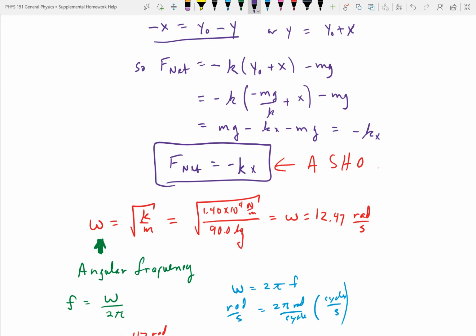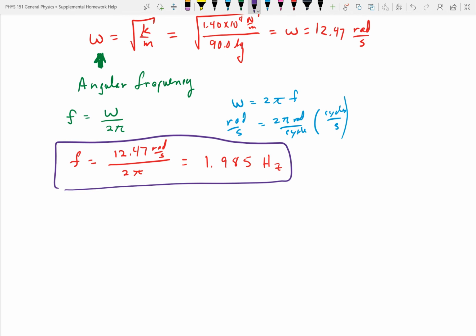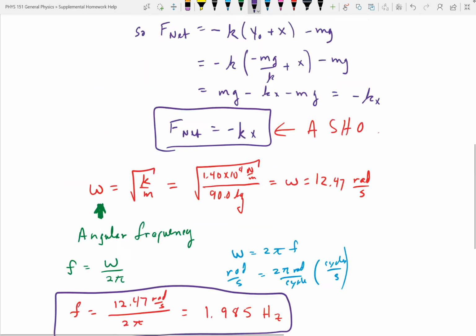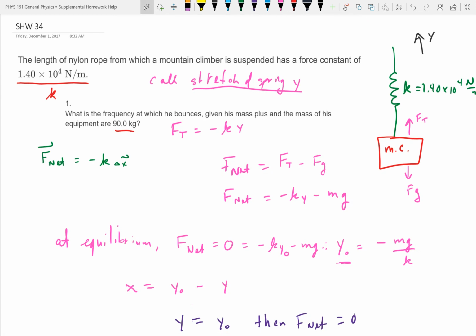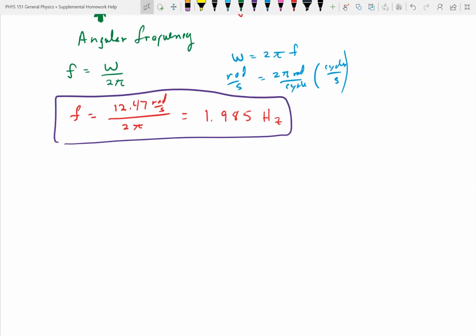Okay, so there we have our final answer, unless I somehow made a mistake. It's a non-realistic answer. You can't have 1.985 hertz and be comfortable. But at the same time, you're not supposed to fall if you're just climbing. If you're bungee jumping, it's a different matter. Okay, so there's a part B on this.